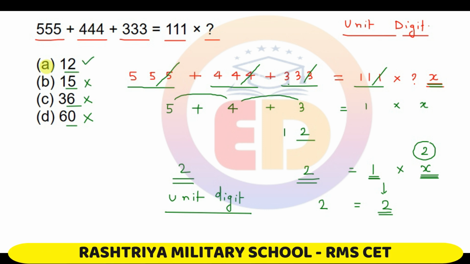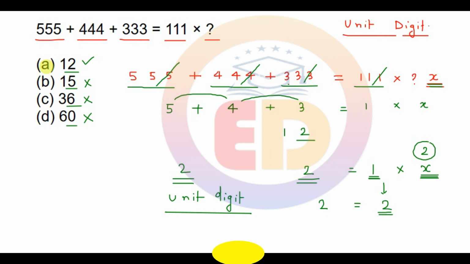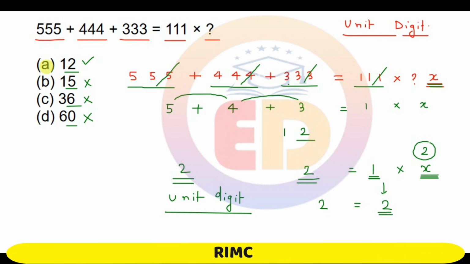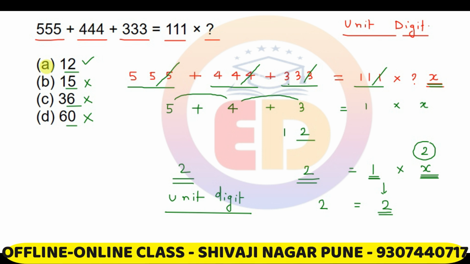This is the answer. Using the long method also we got the answer as 12. But using this unit digit approach, you don't have to do big addition or division or any kind of multiplication. You only have to understand this approach.